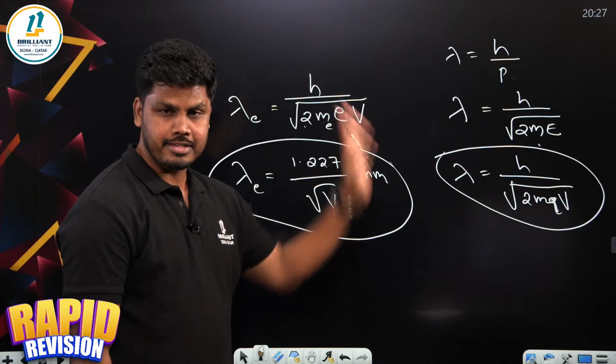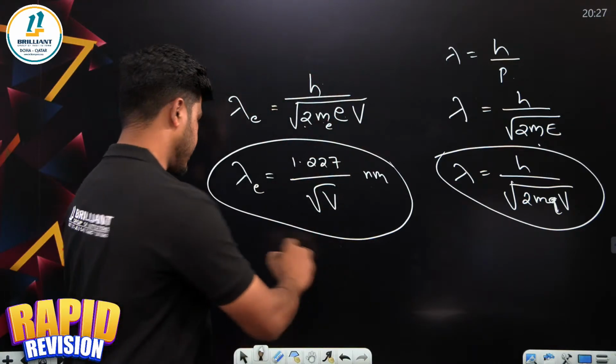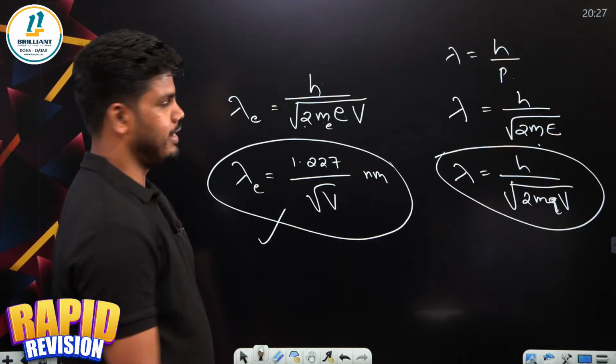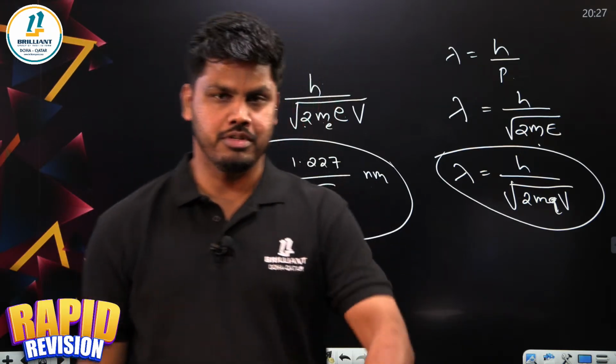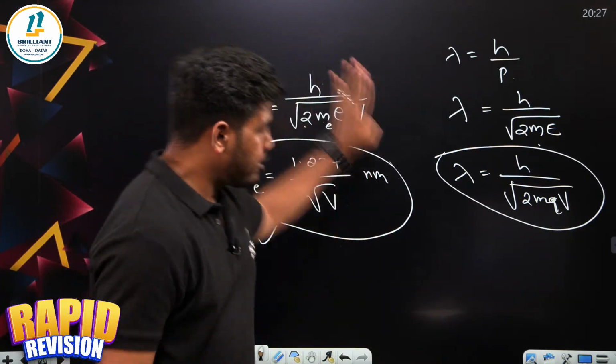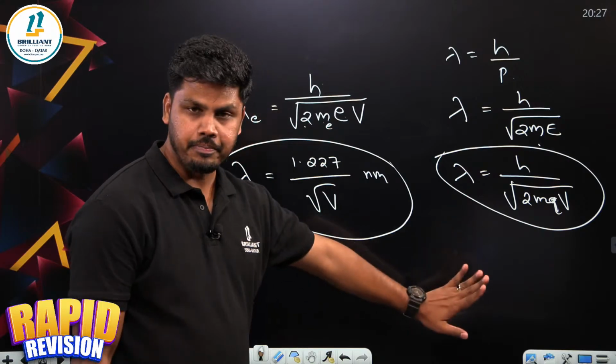We simplified everything else. Okay, and this was experimentally proved later by Davisson and Germer, which is a deleted portion for us. And this is the end of that dual nature of matter and radiation. That is done.